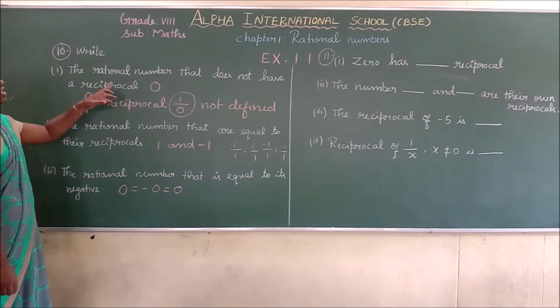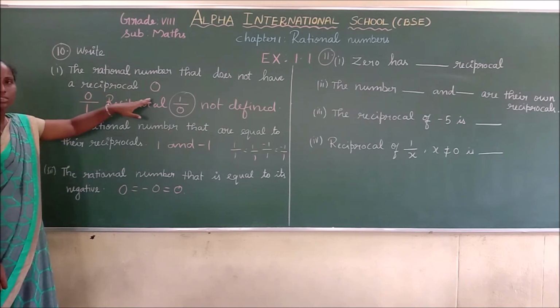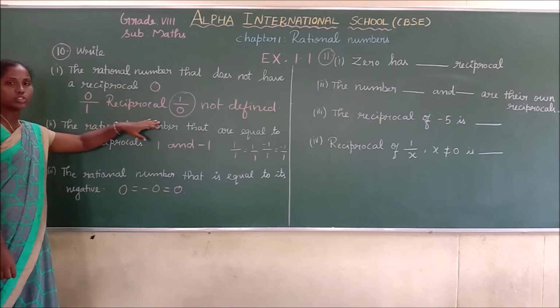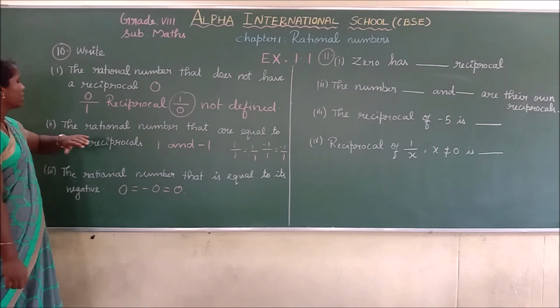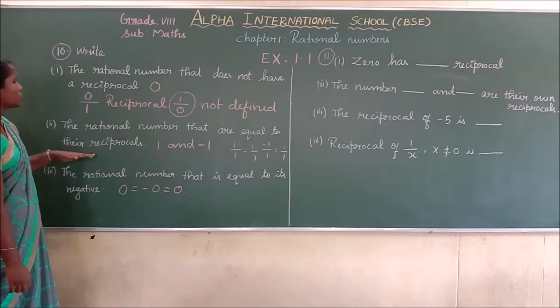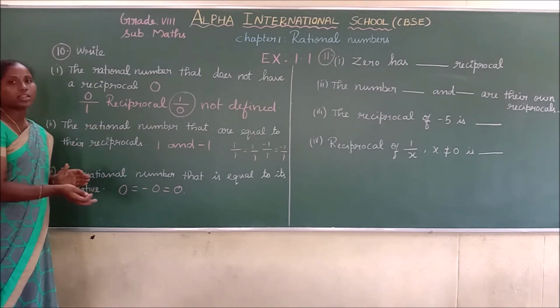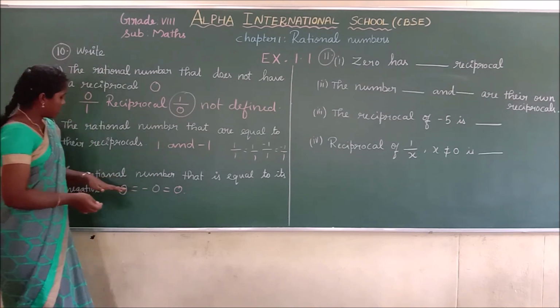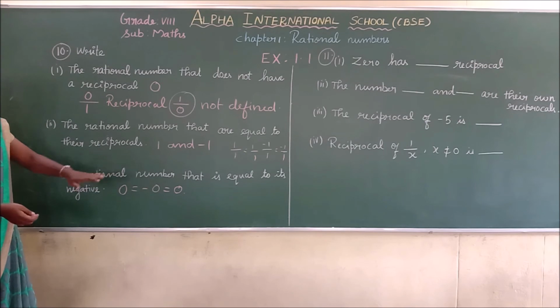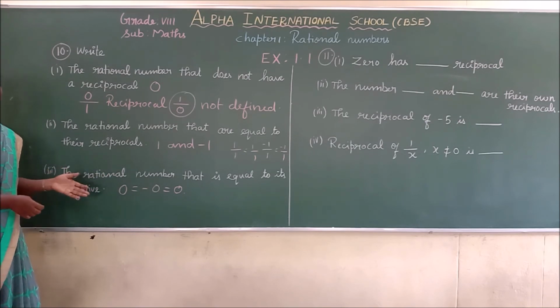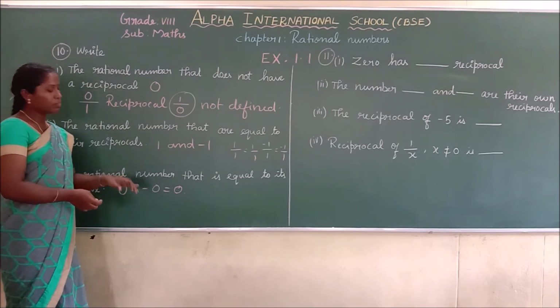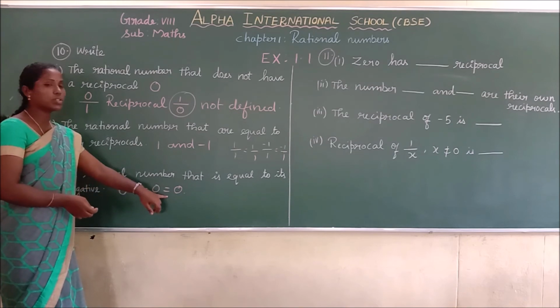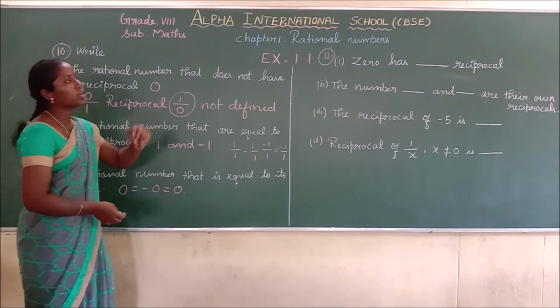See here, the rational number that does not have a reciprocal is 0, because if you take the reciprocal of 0, the number is not defined. The rational numbers that are equal to their reciprocals are 1 and minus 1. And the rational number that is equal to its negative is 0, because 0 does not have a sign, so minus 0 is equal to 0. Okay, look at the next problem.